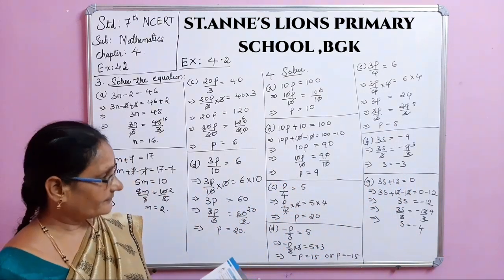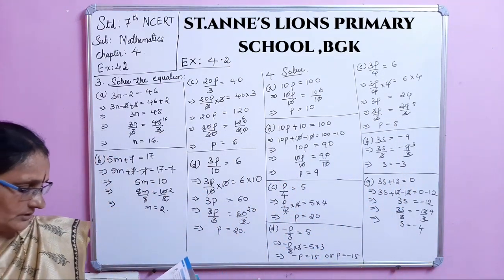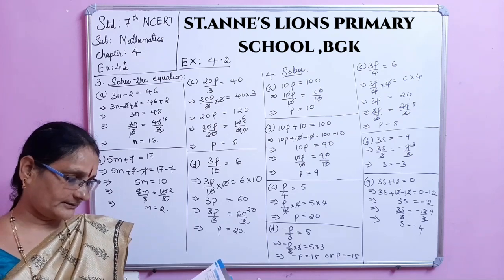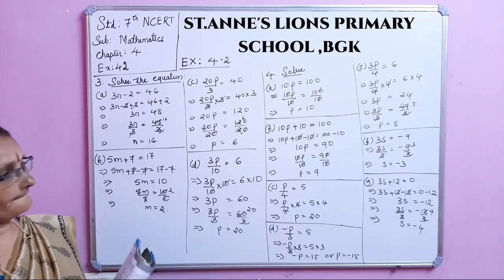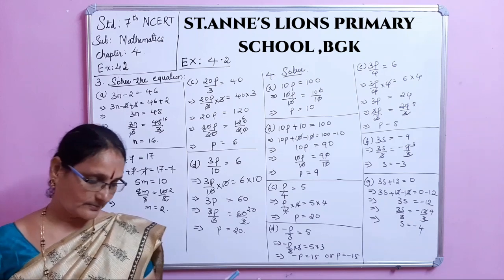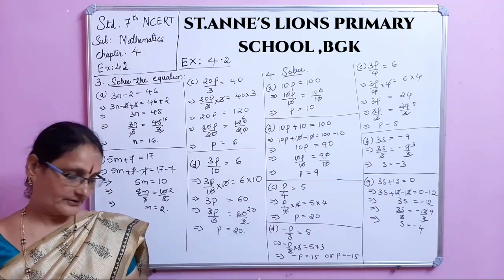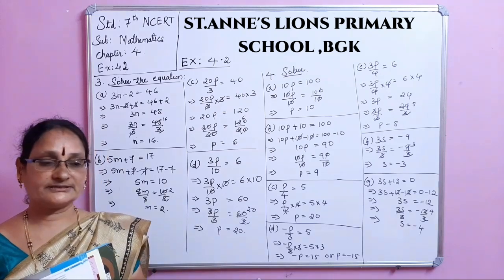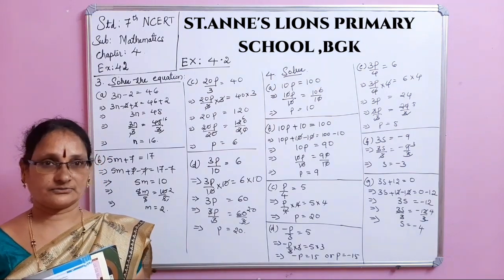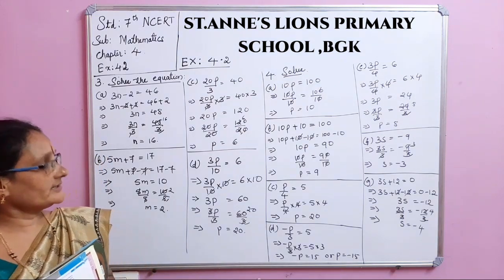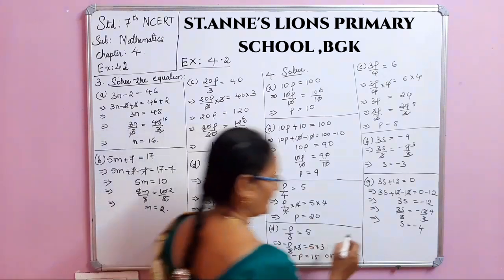Now still, 1, 2, 3, 4, 5 problems are there. You can solve them. So the remaining 5 problems, you solve and understand them, same like this only. Now with this, exercise 4.2 is completed. Okay. So the homework is exercise 4.2.